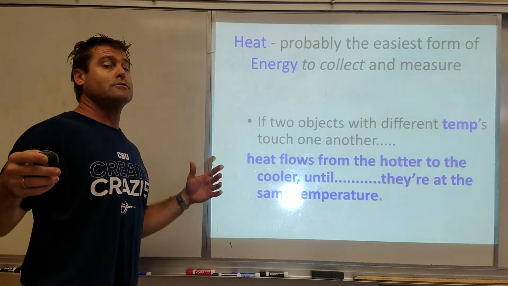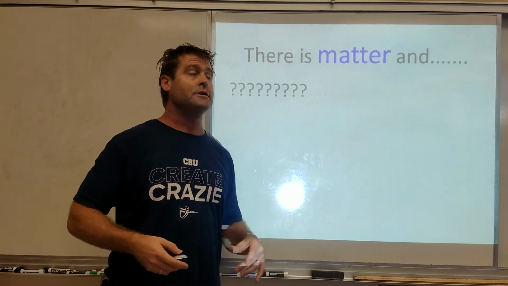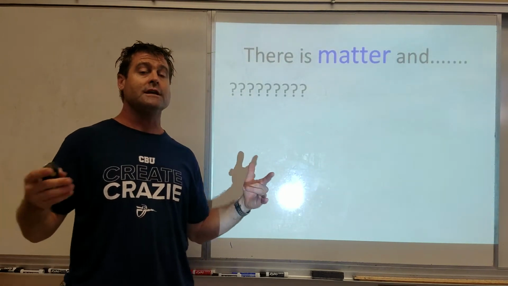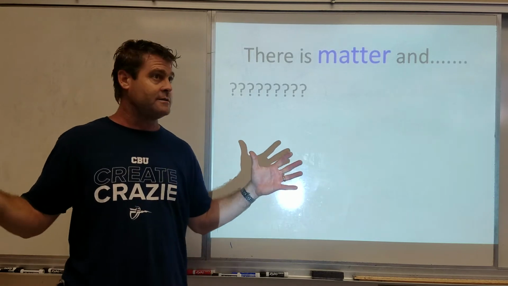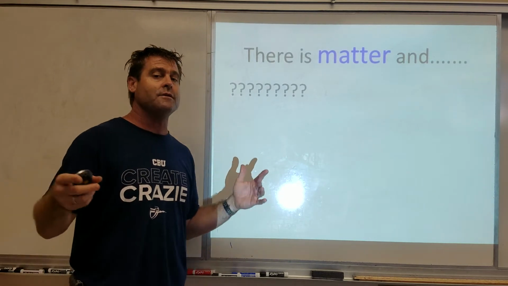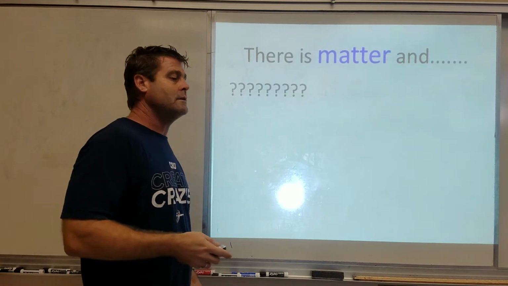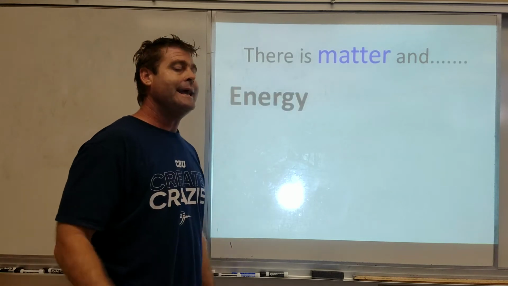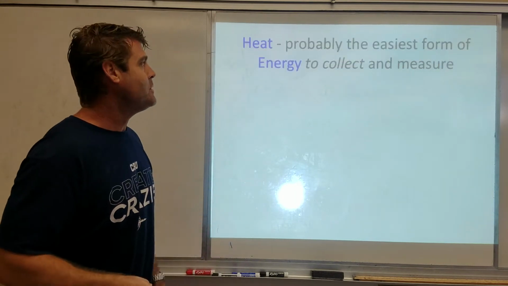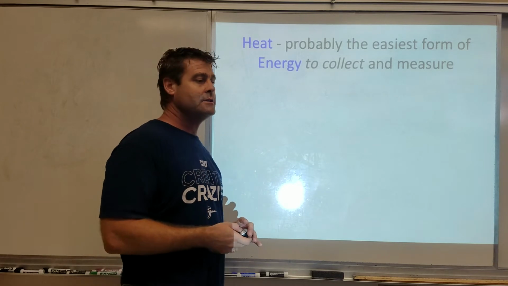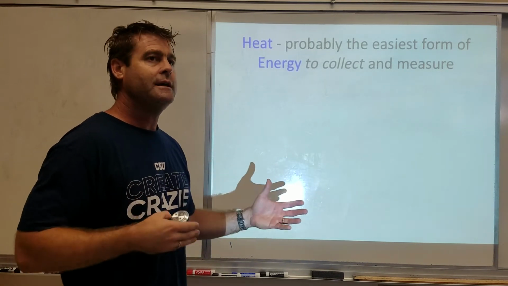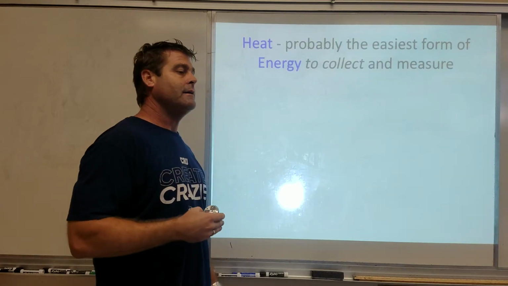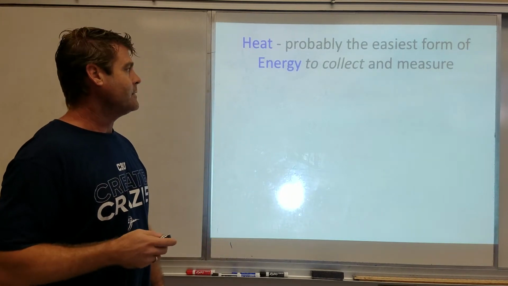So you guys, the physical universe, there's two things that make up the physical universe, matter and what? You guys remember, matter is anything that has mass and takes up space. Pretty much everything you see around you is matter. What else does the physical universe consist of? Some of you guys know it. It consists of energy. And energy, heat is the most abundant and easiest to collect. So this unit is called thermochemistry, referring to heat as it relates to matter.